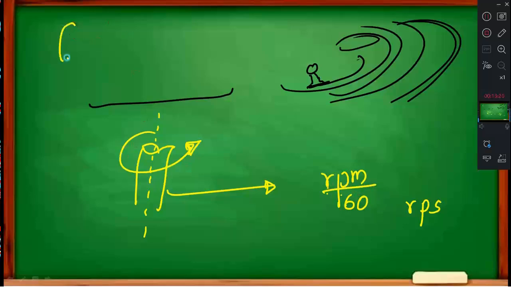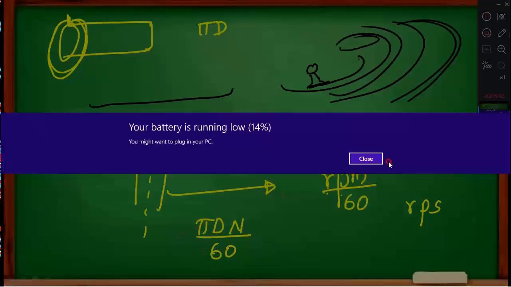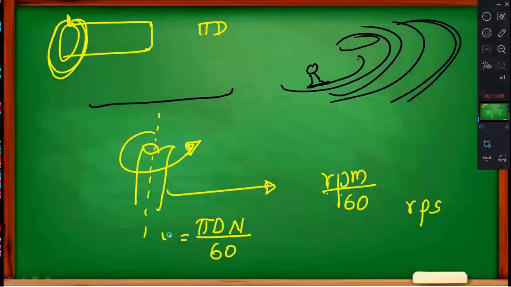Okay, this is one cylinder like this. One revolution means this is one circumference. It will move in one circumference. Therefore, circumference is pi d. Therefore, pi dn divided by 60. This is a conversion formula I can use.